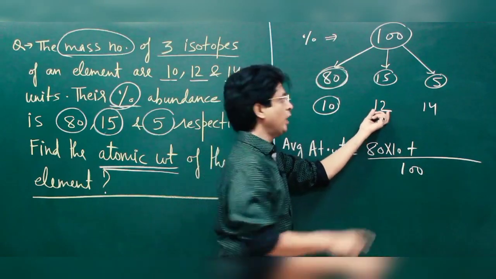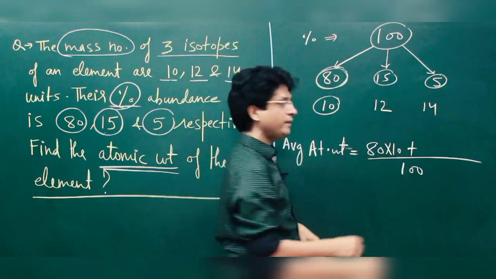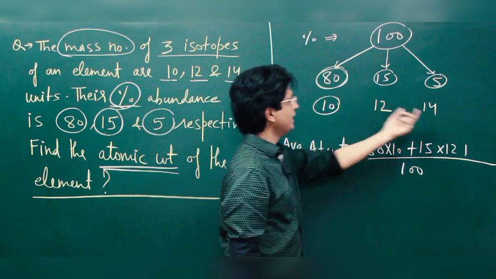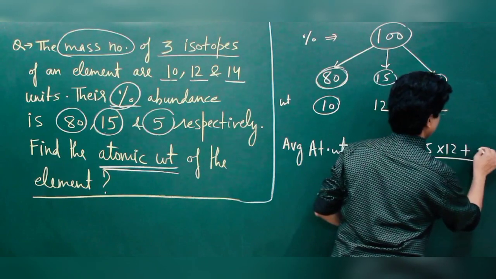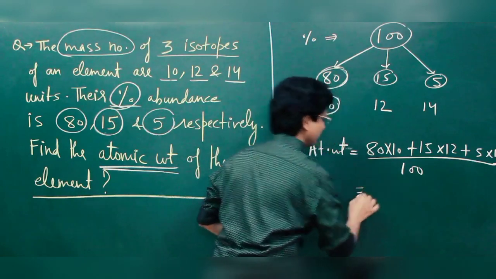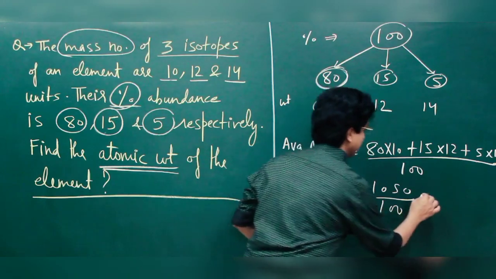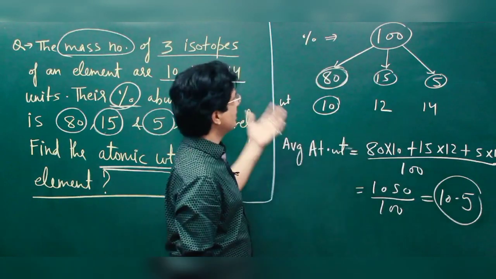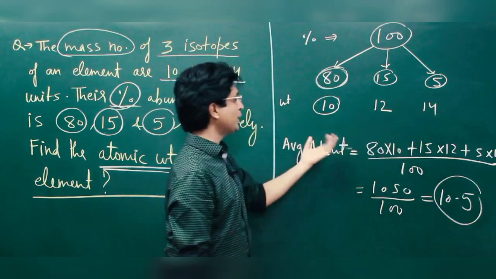plus the weight of one atom of this isotope is 12. How many of them are there? 15. The weight of 15 will be 15 into 12, plus the weight of one atom of this isotope is 14. How many of them are there? 5. So it will be plus 5 into 14. Now you add them up and you will get the answer as 1050 divided by 100, and that will be 10.5.